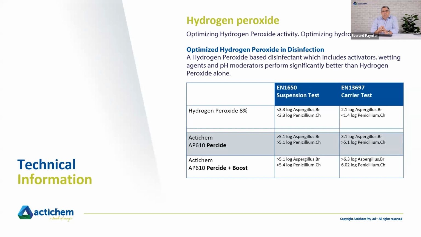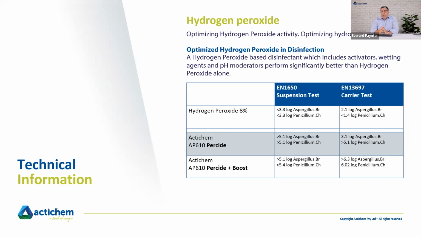Now, Percide is also 8% hydrogen peroxide, actually slightly under 7.9% active hydrogen peroxide. So you might say the actives are the same across the two in terms of our percentage of hydrogen peroxide, but just have a look at the ability of Percide to create a far greater kill rate on the Aspergillus and the Penicillium mold spores and the vegetative state of it, compared to hydrogen peroxide on its own.